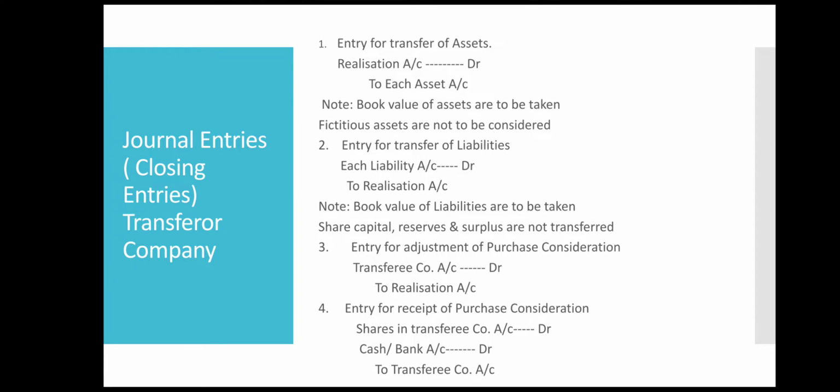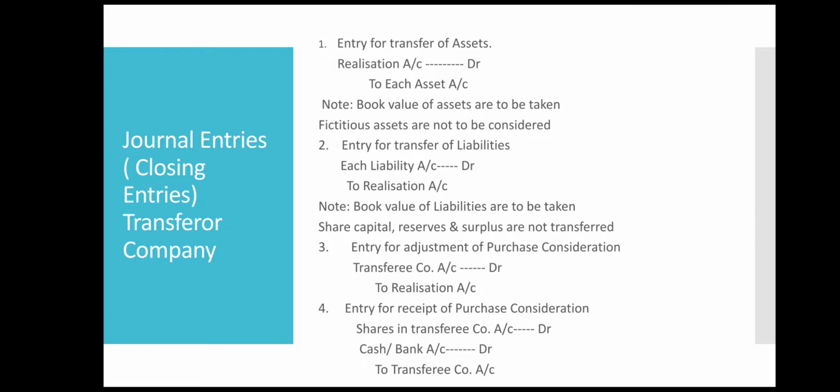Next is the entry for receipt of purchase consideration. Shares in transferee company account debit, cash or bank account debit to transferee company account. Now this entry depends upon in what form the purchase consideration is paid. It can be paid in equity shares, it can be paid in preference shares, cash also can be paid. So we have to consider the shares that are issued in the transferee company. We have to debit that. If any cash is paid, even that can be considered.